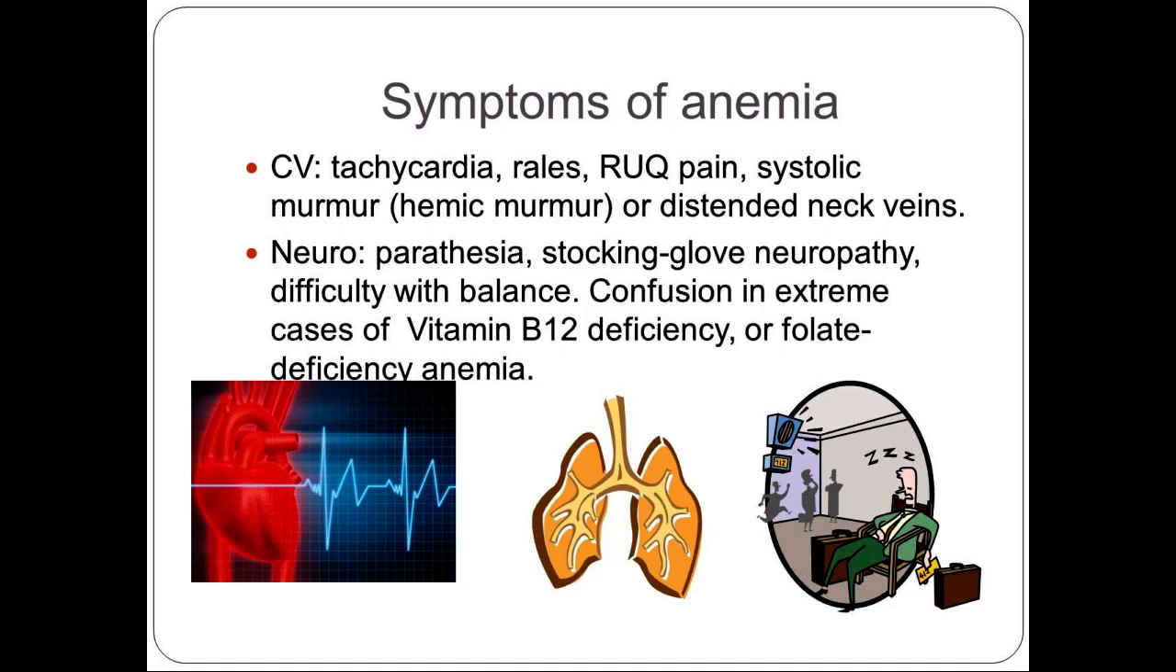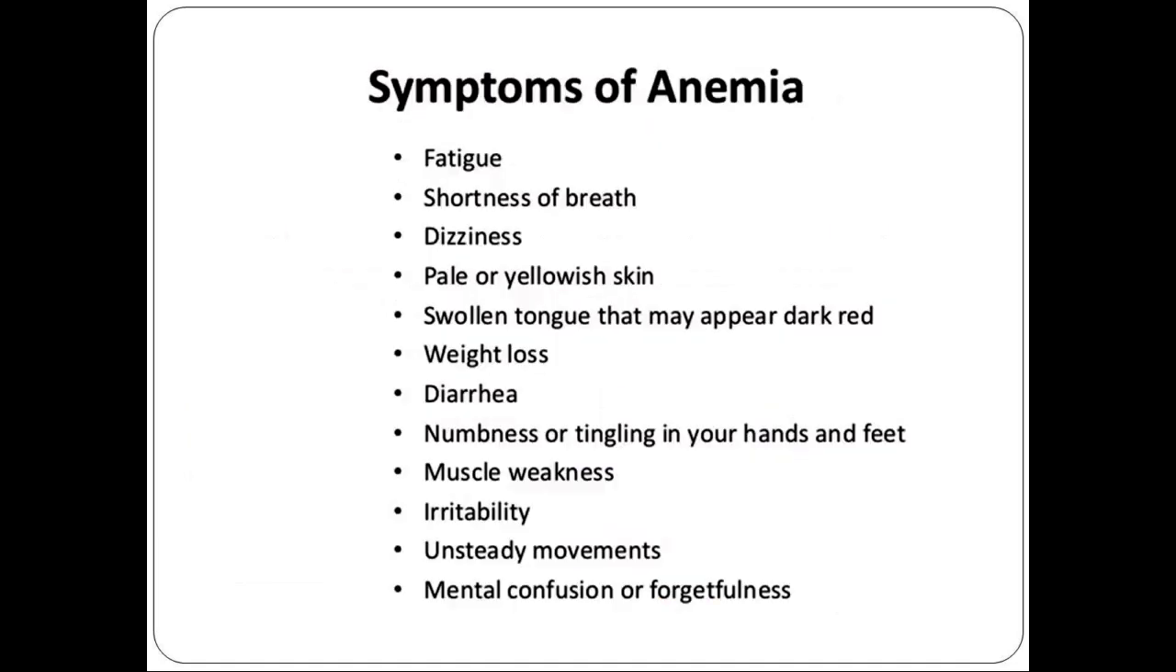And then neuro-wise, they'll get paresthesia. They'll get something called stocking glove neuropathy, which we'll talk about in a few minutes. They'll have difficulty with balance, confusion, in extreme cases of vitamin B12 deficiency or folate deficiency anemia. And these are just some of the other symptoms. Sometimes they'll get the swollen tongue. Now we're going to break down which anemias give you which of these symptoms in a few minutes. Those are a lot of symptoms just for anemia. If you look, a lot of these symptoms could be for something else too.